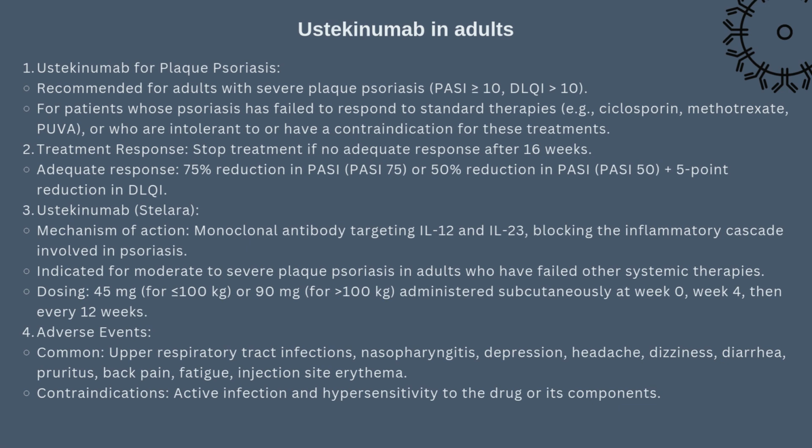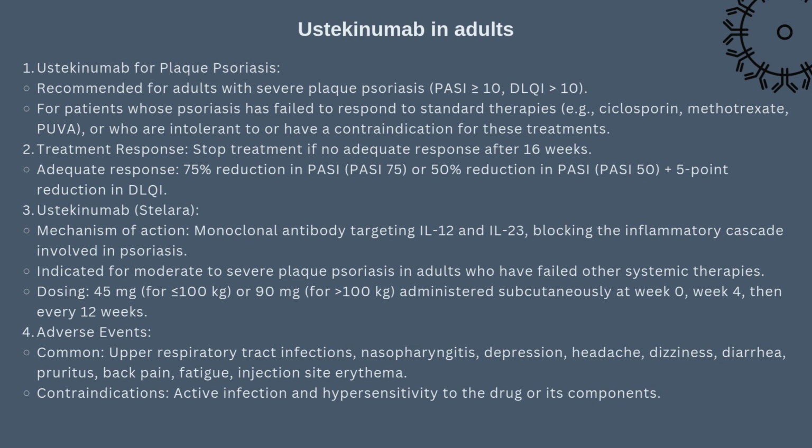Ustekinumab for plaque psoriasis is recommended for adults with severe plaque psoriasis, PASI ≥ 10, DLQI > 10, for patients whose psoriasis has failed to respond to standard therapies, for example cyclosporin, methotrexate, PUVA, or who are intolerant to or have a contraindication for these treatments. Treatment response: stop treatment if no adequate response after 16 weeks. Adequate response: 75% reduction in PASI (PASI 75), or 50% reduction in PASI (PASI 50), plus a 5-point reduction in DLQI.